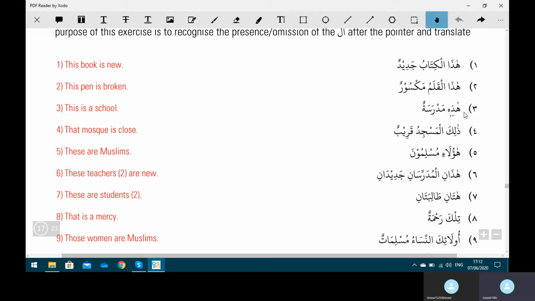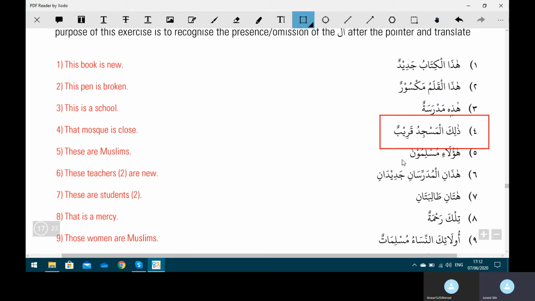If it was hadihil madrasatu, then it would mean this school. But this is hadihi madrasatun. So this means it's a complete sentence. It means this is a school. Okay. Number 4.